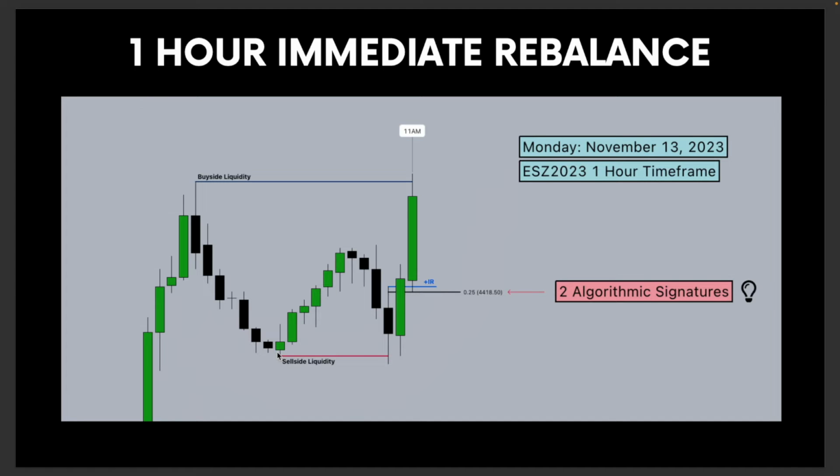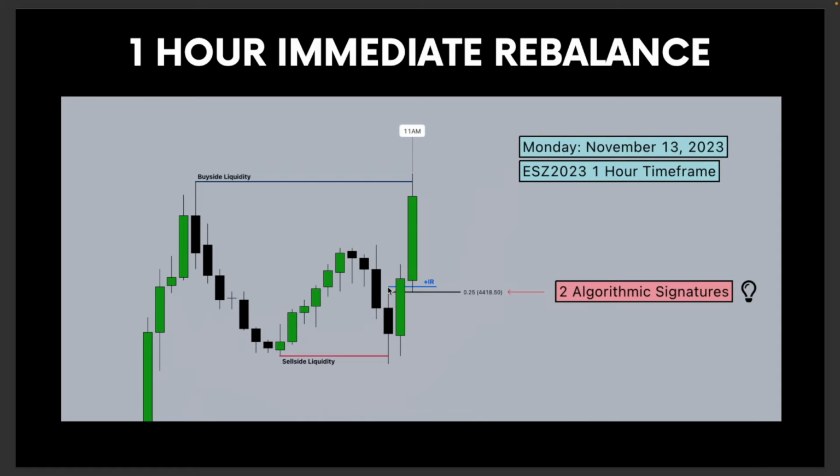But you can see here, we come down, sweep the sell side, then what occurs? We have two algorithmic signatures. We have that immediate rebalance, bullish immediate rebalance, where price opens here and doesn't allow price to create that fair value gap. It's just going down into this wick, the first candle of this 3-candle formation. But where is it going specifically? The 25% level exactly of this upper wick.